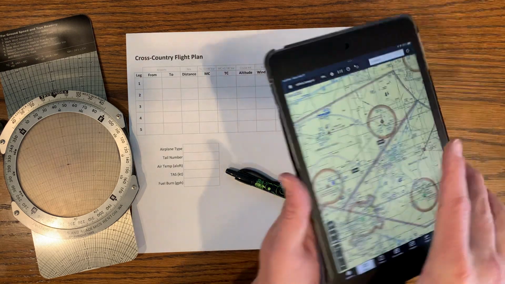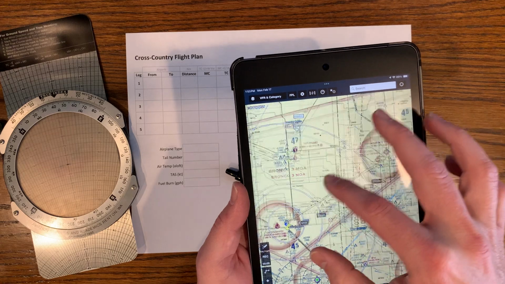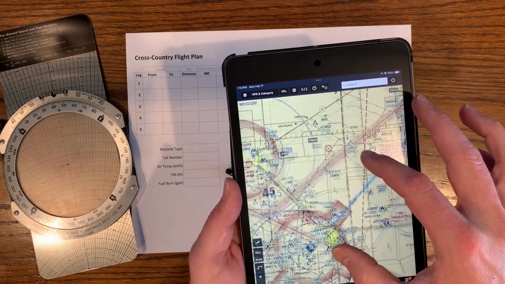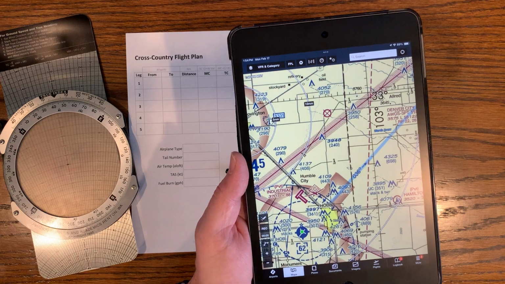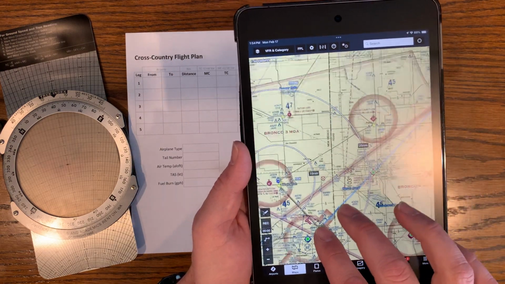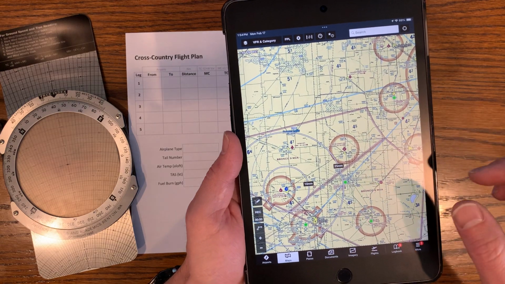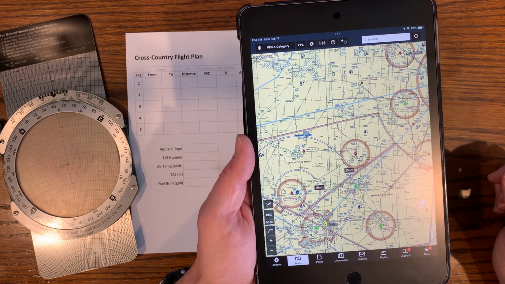Today we're going to plan a flight. I'm in New Mexico here. We're going to be planning a flight from Hobbs Industrial Air Park, which is NM83, November Mike 83, to Levelland, Texas, up to the north. That's KLLN, Lima Lima November.